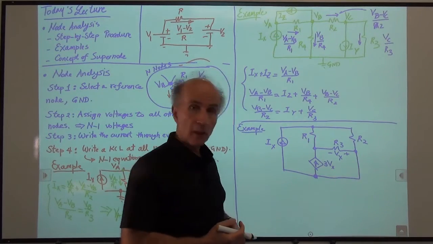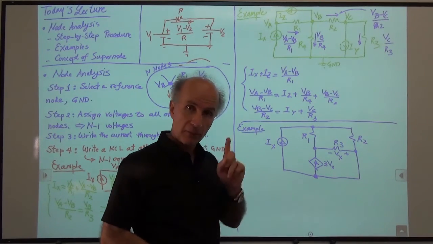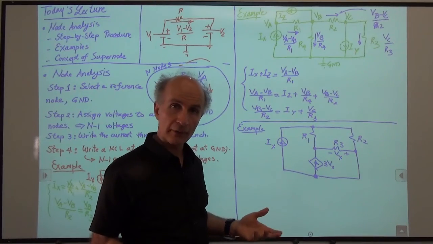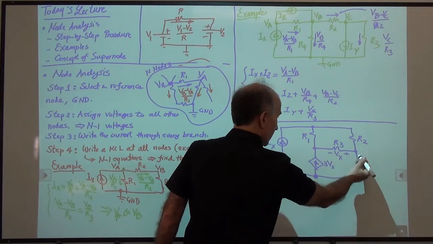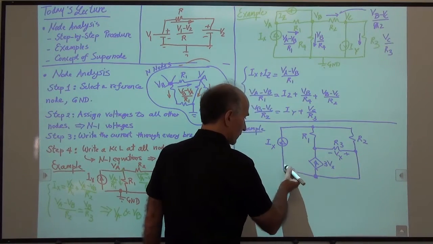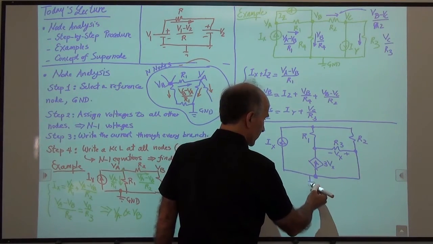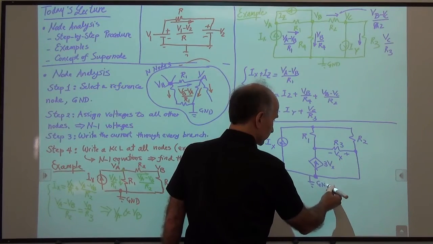All right, so step by step. Step number 1, find a node that you would call the reference or the ground. Which one? It doesn't matter, let's pick this one. So this node, this wire, all is just one node. So we're going to call this ground.